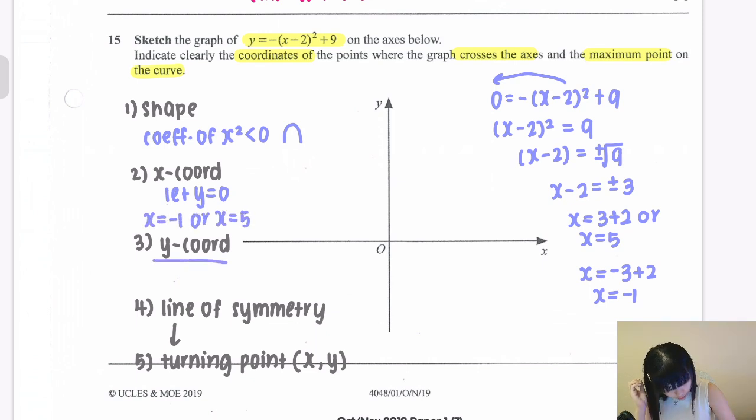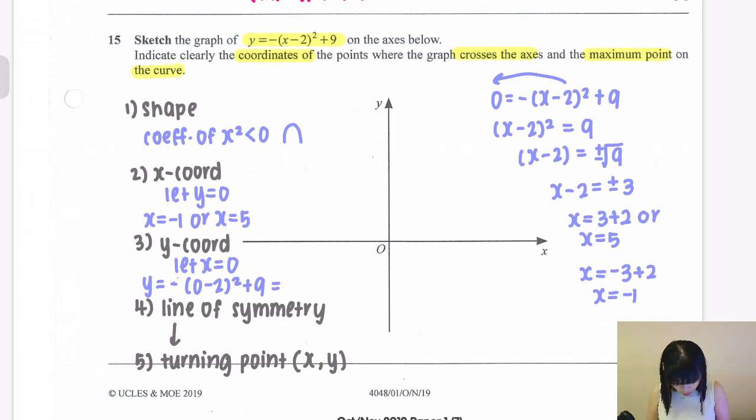To find the y coordinate, we always let x be 0. So you just sub x is 0 here, and then you just key in your calculator. You can just do a quick one. Negative (0 minus 2) squared plus 9. Negative 2 squared plus 9. That will give you 5.